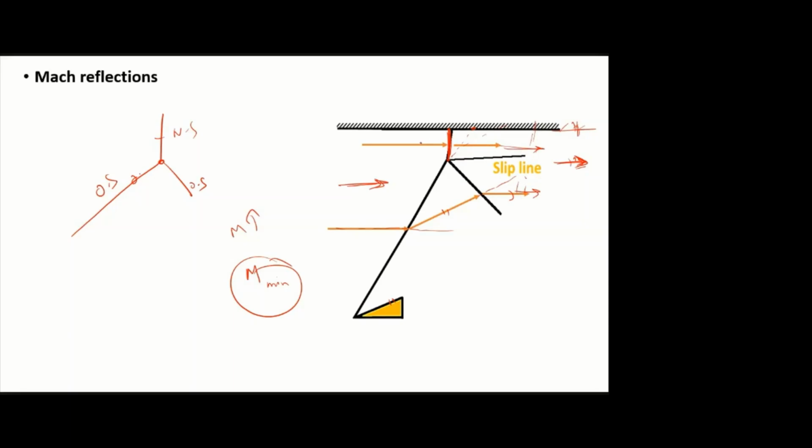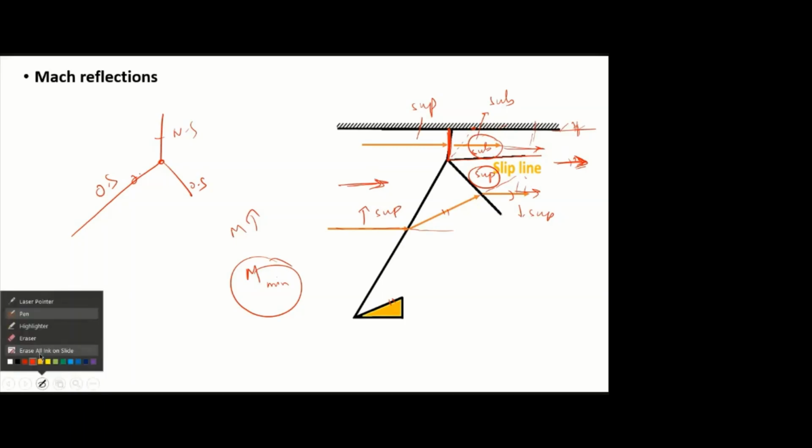Okay, and this is the normal shock wave, which will convert supersonic flow to subsonic flow, and this is the oblique shock wave, which will convert high supersonic to some low supersonic. So here we have supersonic, here we have subsonic. So there is a difference in Mach number, so there is a sliding line that is called the slip line. Is that clear?